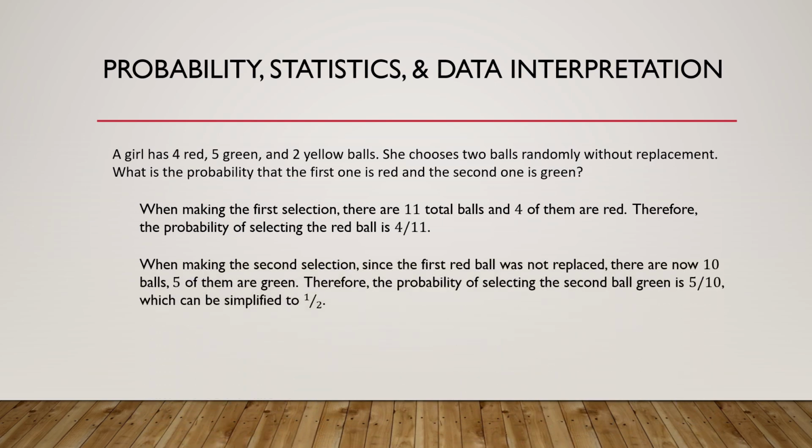When making the second selection, since the first red ball was not replaced, there are now 10 balls, 5 of which are green. Therefore, the probability of selecting the second ball green is 5 out of 10, which can be simplified to 1/2. Because we are looking for the probability of both events happening, we multiply both probabilities. 4 over 11 times 1/2 equals 4 over 22, which can be simplified to 2 out of 11.